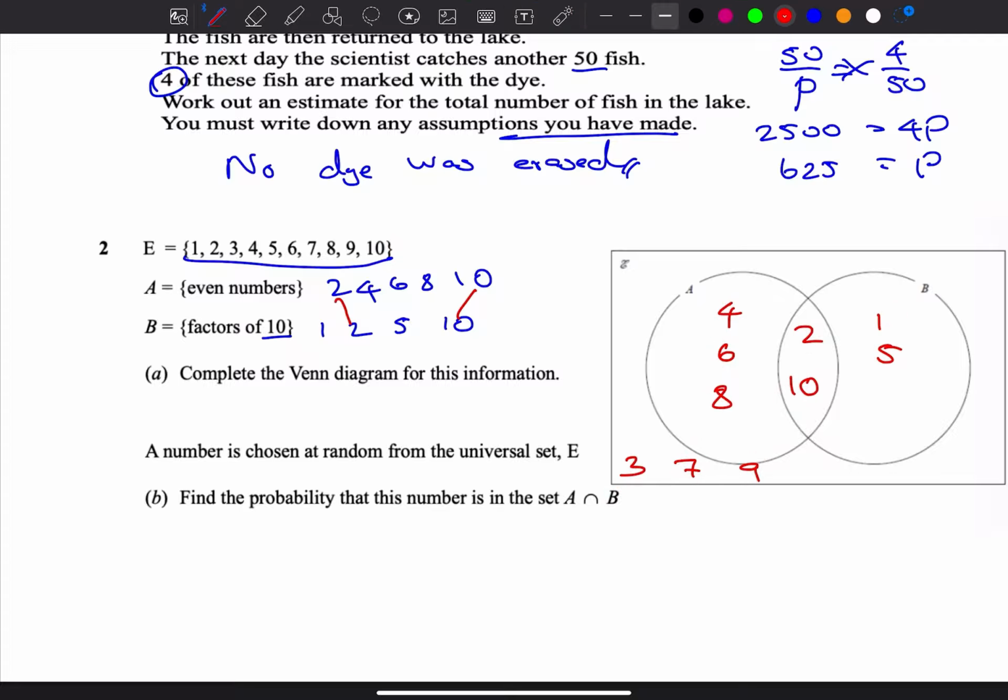Good. The probability of A and B. A and B is this area. How many numbers? 2 out of 10. Do I need to simplify? Did they say simplify? No, then don't bother. If you want to simplify, it's 1 out of 5.